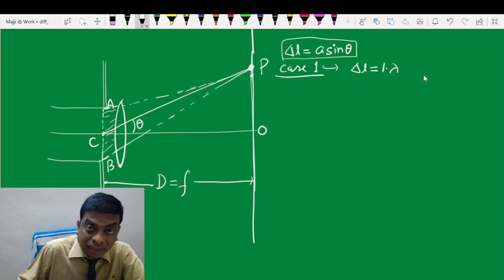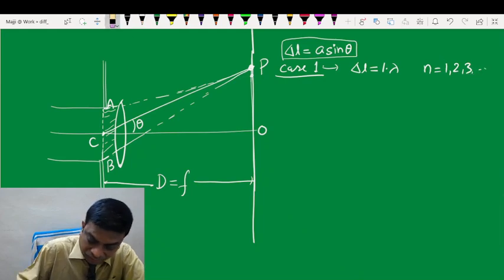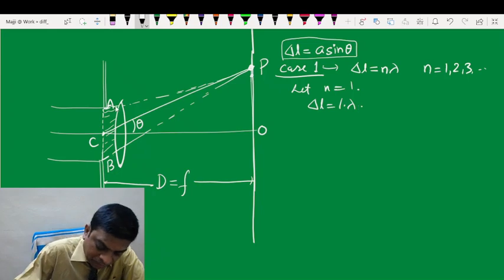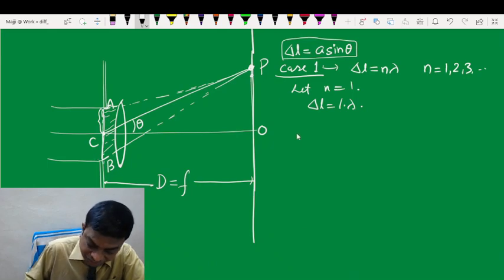Okay, so I'll take n equal to 1. Okay, n should be an integer. N should start from 1, 2, 3, etc. So the first case I am taking n lambda. So therefore, if I take n equal to 1, then I can write delta L equal to 1 lambda. So basically what will happen, you see, since the path difference varies linearly from A to B, okay, so therefore I can say that the path difference between A and C is half of this as compared to the path difference between A and B.